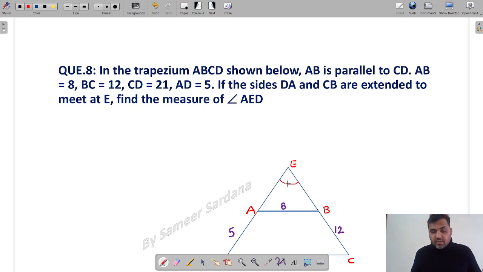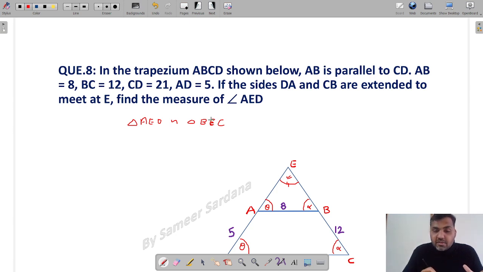You should know this property: in the triangle BEC, AB is parallel to DC. So can I say that the value of these two angles will be the same? This angle is theta, this angle will also be theta, corresponding angles. If this angle is alpha, this angle will also be alpha, right? The third angle is common. So all three angles are equal, and you see that triangle AED is similar to triangle BEC. These two triangles are similar, right?